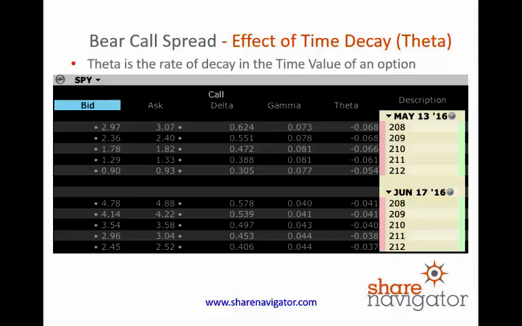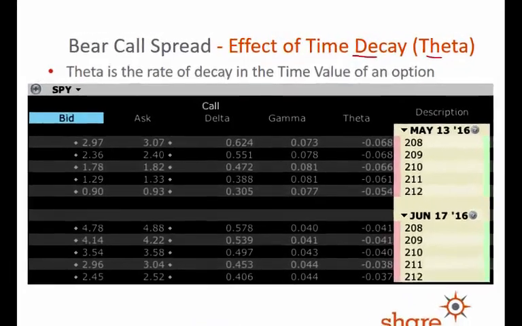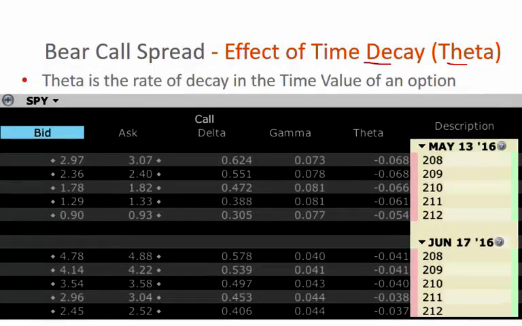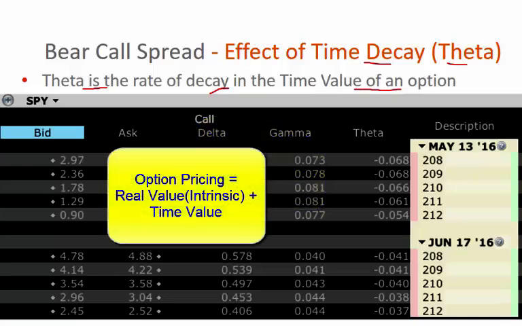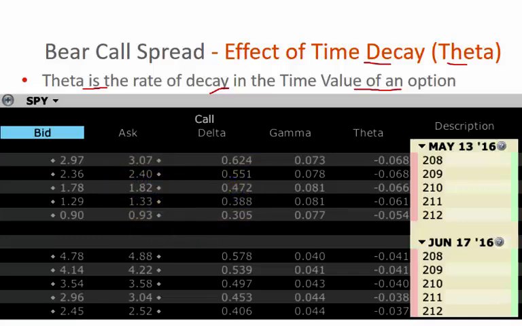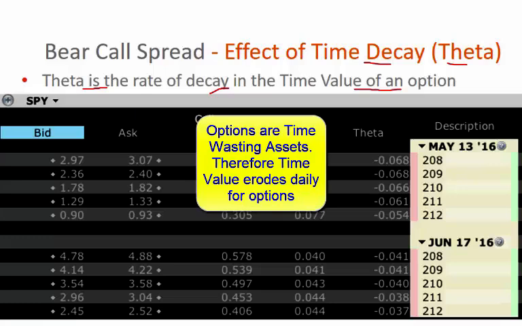So let's talk about the effect of time decay, also known as theta, on the bear call spread. Just a reminder of what theta is. Theta is the rate of decay in the time value of an option. So remember how options are priced. Each option has real value, also known as intrinsic value, and time value. And with the time value element, because options are time wasting assets, the time element is decaying on a daily basis. And theta measures that time decay.